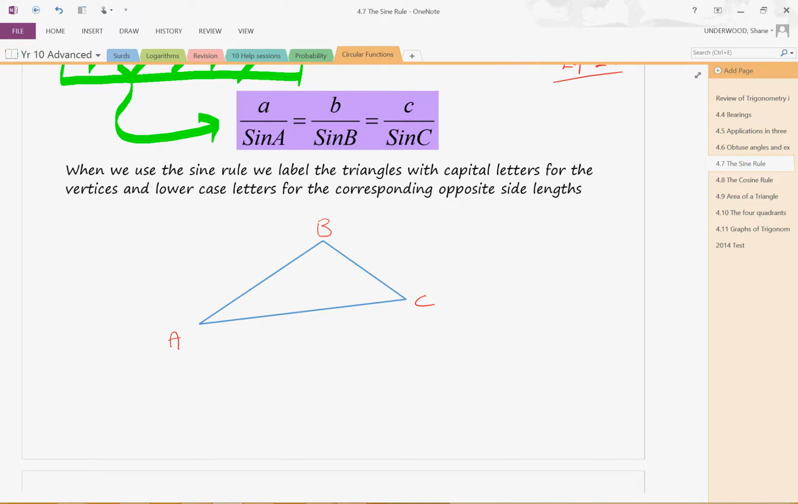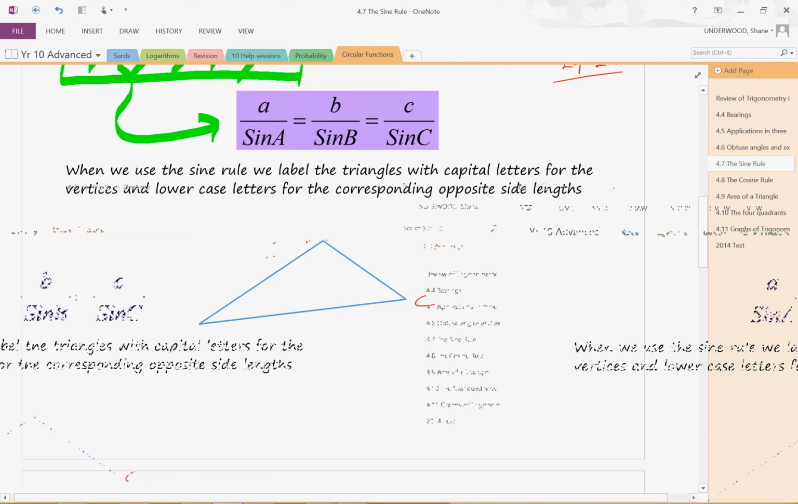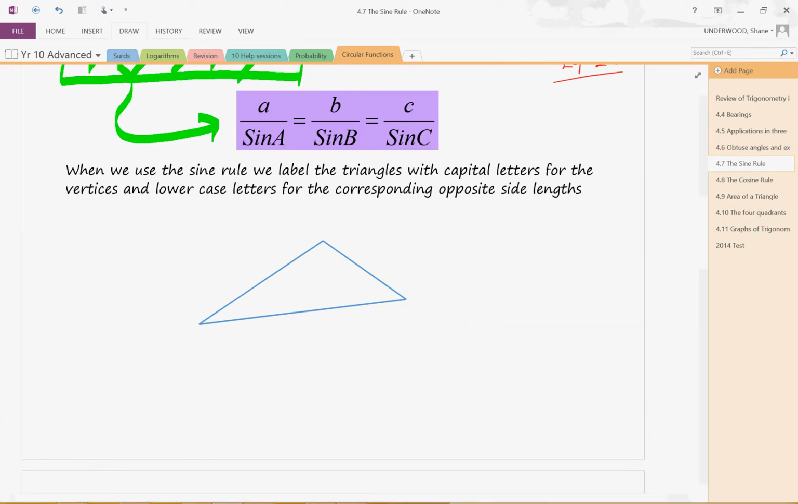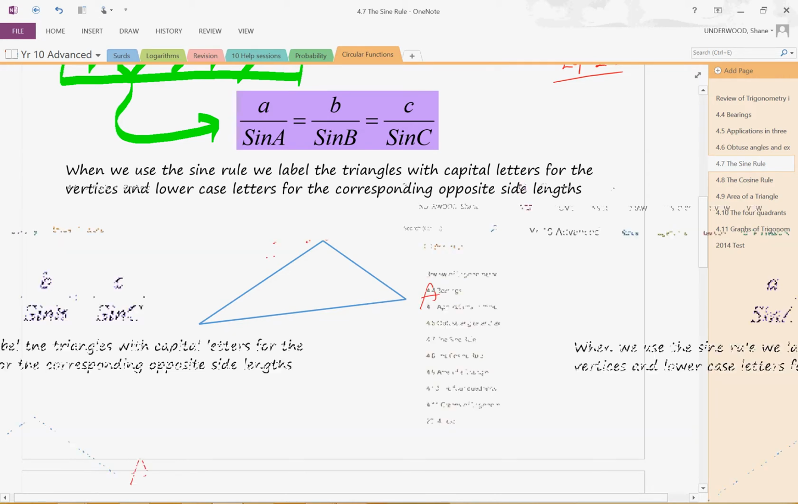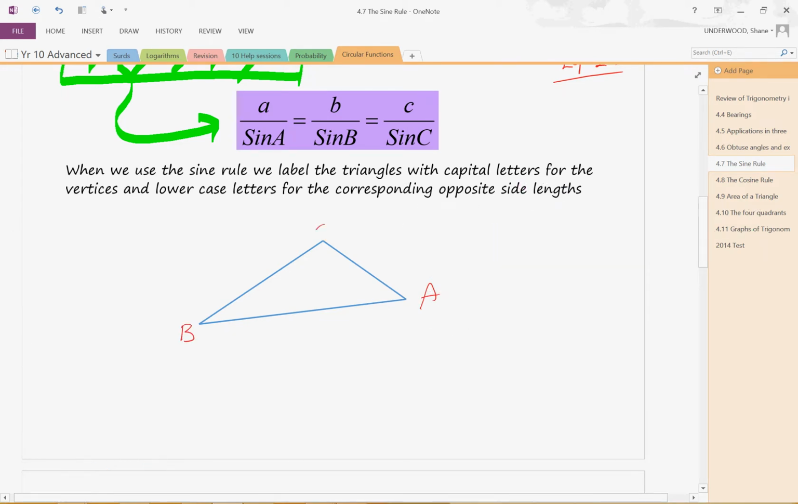Now, once you draw A, B, C, can I just rub this out and even say that it doesn't have to be A, B, C in that order? It can be, if you wanted to do it this way, you can say that this is A, this is B, and this is C. It is not that important. However, one thing I will say is you have to be consistent with how you draw your triangles.